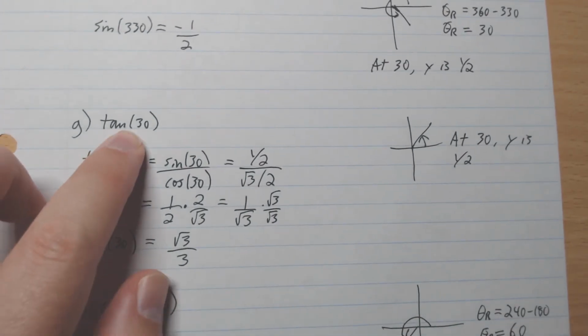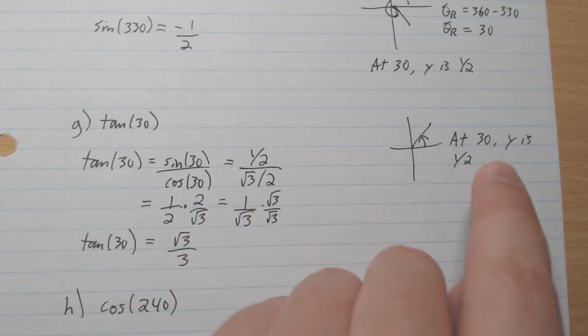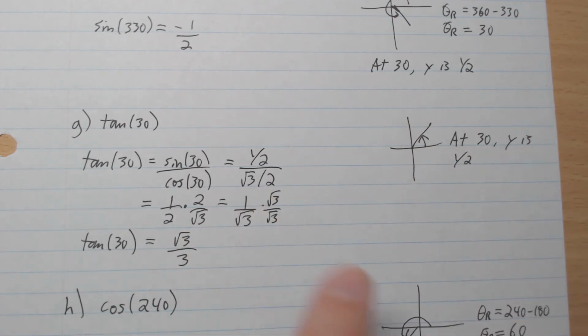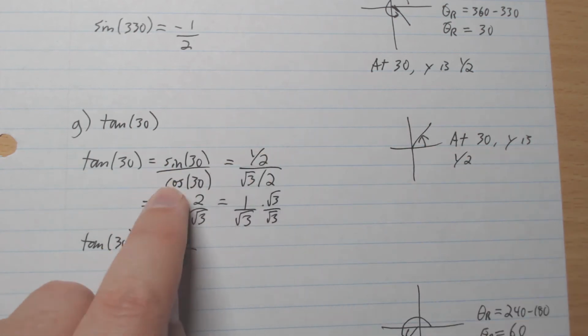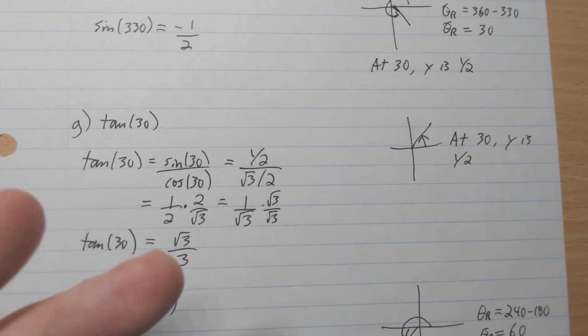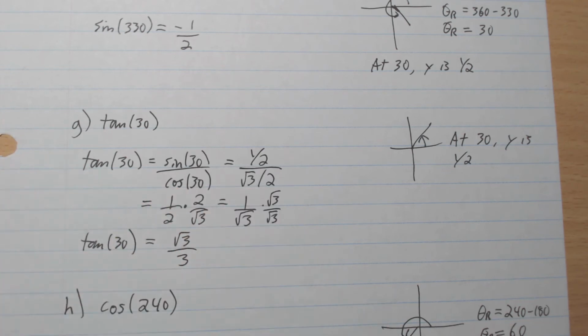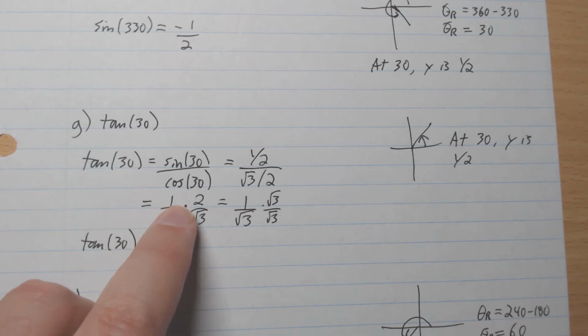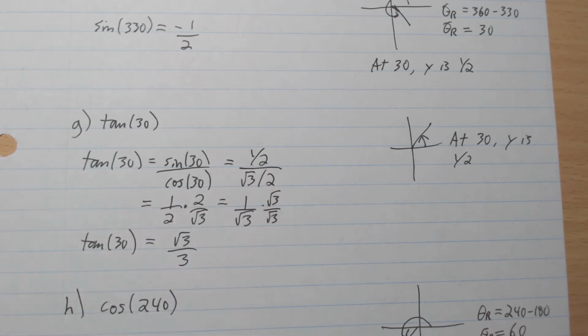G, tan of 30, we have our angle 30 here. At 30, y is a half, so sine of 30 is a half. Cos of 30 is the value that goes with it, which is root 3 over 2. So this is a half times the reciprocal, 2 over root 3. 2's cancel. We go times root 3 over root 3 to rationalize the denominator, so tan of 30 is root 3 over 3.